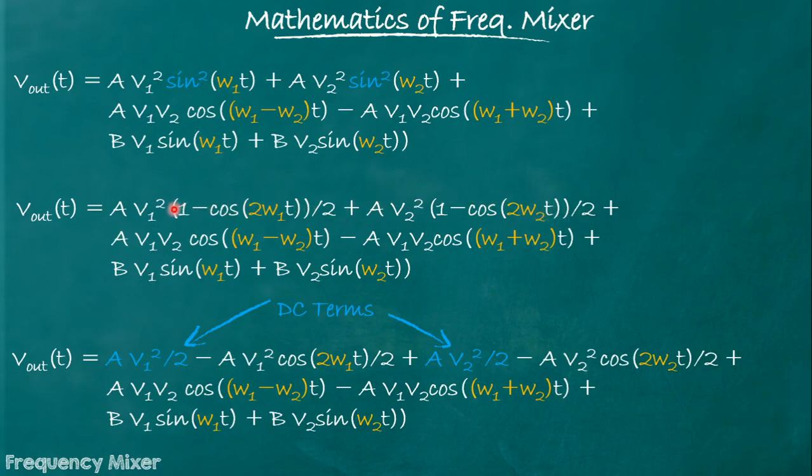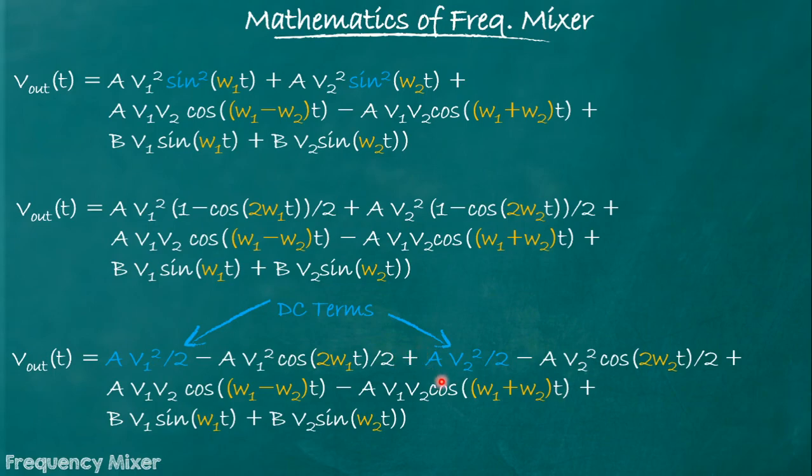Now let us open this bracket so that this A V1 square by 2 will be multiplied with both of these terms, and A V2 square by 2 will multiply with both of these terms. So if we open this bracket, we will get A V1 square by 2 minus A V1 square cos 2 omega 1t by 2. At this side, we will get A V2 square by 2 over here, minus A V2 square cos 2 omega 2t by 2. So here you can see that the terms in blue color are independent of time.